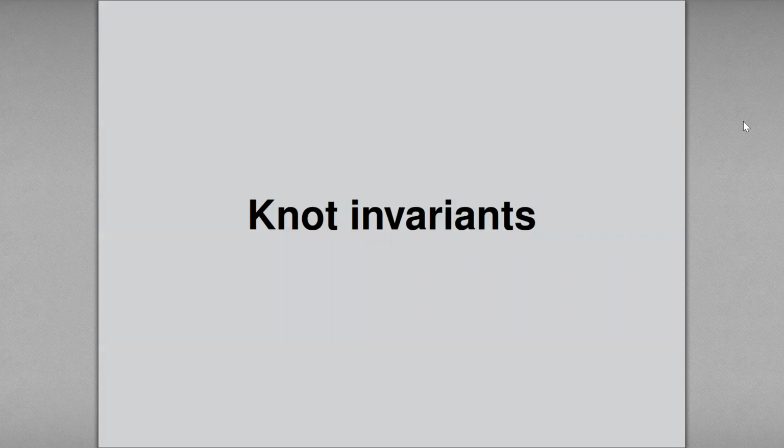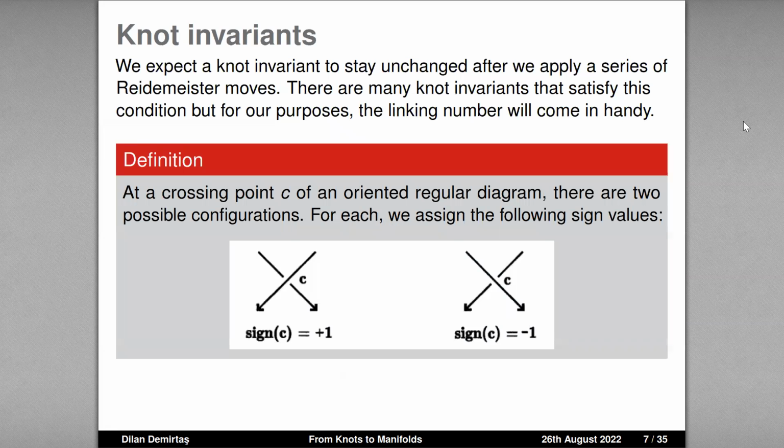So we will find knot invariants now. We showed that two knots are equivalent if they are connected to each other via Reidemeister moves. So we expect two knots to give the same knot invariant if they are connected by Reidemeister moves. In that case, we expect our knot invariant to be unchanged under Reidemeister moves. For our purposes, we will use the linking number. To define the linking number, I will define the signature of a crossing. So let's say we have an oriented regular diagram and we have a crossing point C. There are two possible configurations.